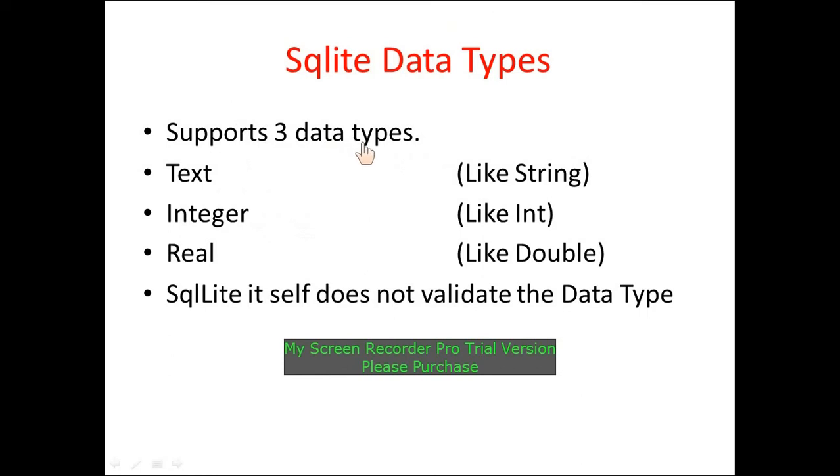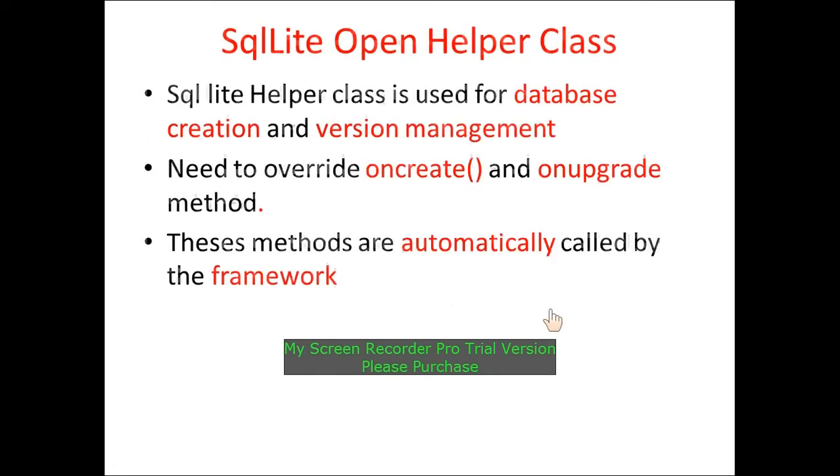It supports three data types: text, which is similar to the string; integer, which is similar to the int; and real is similar to the double. So you can also support the varchar, varchar2 data types, but you have to validate it yourself. SQLite itself will not validate the data types.